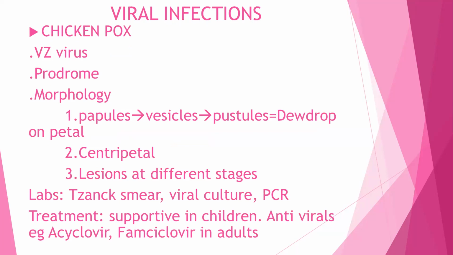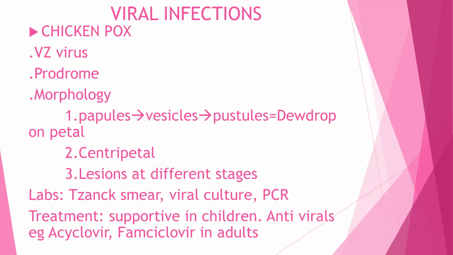Chickenpox, caused by varicella zoster virus, has a mild prodrome, like a bit of body aches and mild fever, but the actual key is the morphology of the lesions. It starts with macule, which changes to papules, to vesicles, to pustules. And dewdrop on petal appearance is the typical feature of the pustule that occurs in chickenpox.